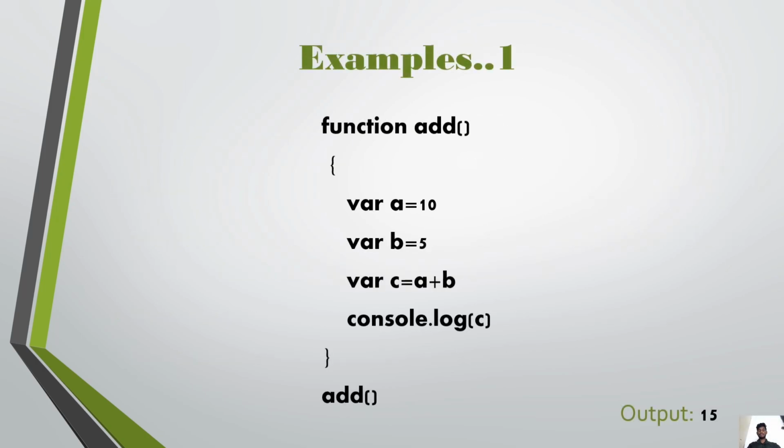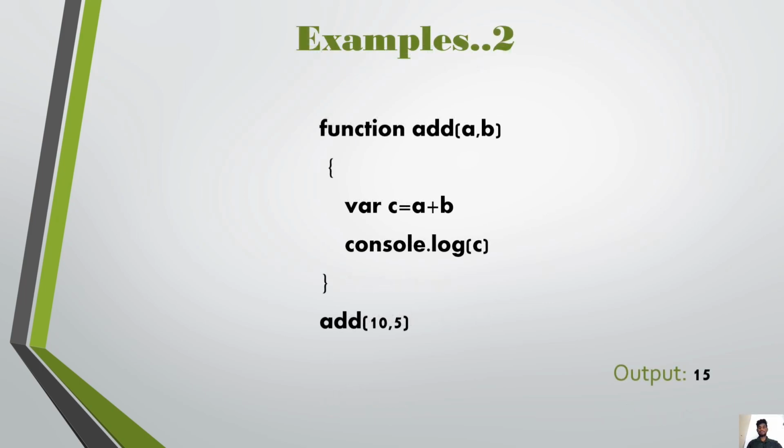Example 1 is definitions example. Function add, where a equal to 10, where b equal to 5, where c equal to a plus b. Console.log(c) add. The output is 15.